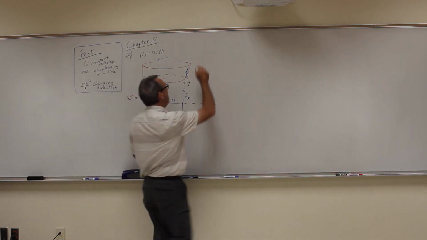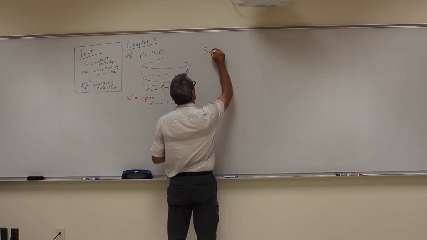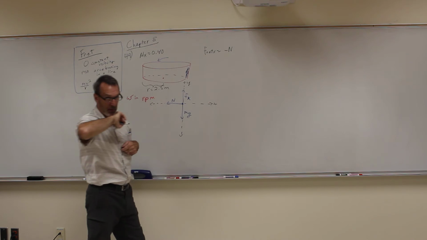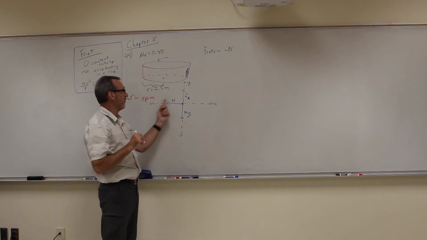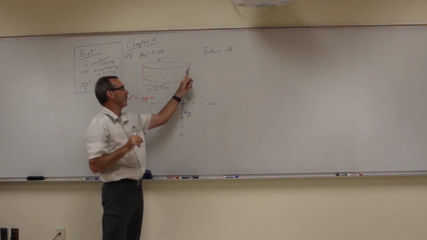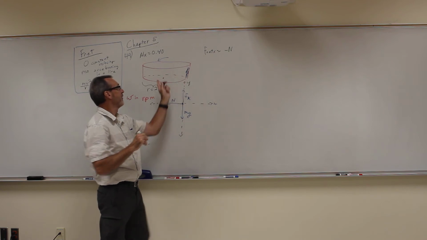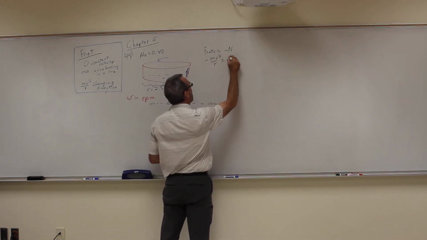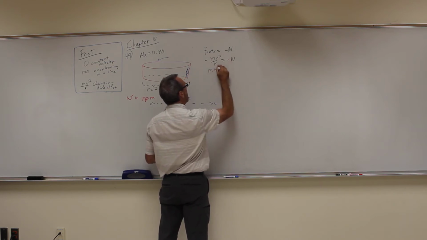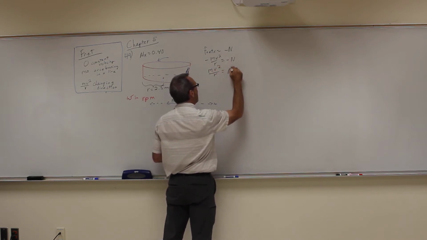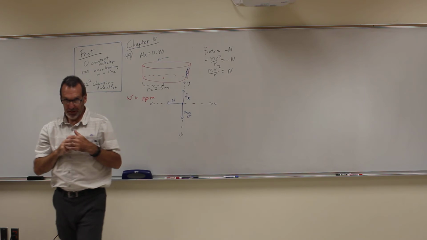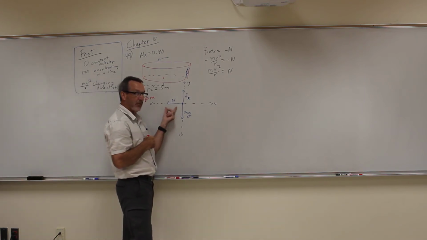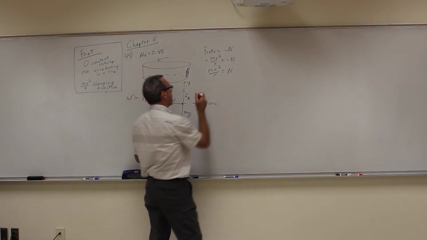So I'm going to do F net x. And it's going to be equal to minus the normal force. That's the direction you're going in a circle, and you're going to the left because I drew the guy over here. So this is going to be minus mv squared over r is equal to minus N, or mv squared over r is equal to N. But we can't solve that because we don't know what N is, the normal force. So let's see if we can figure out the normal force by doing F net y.